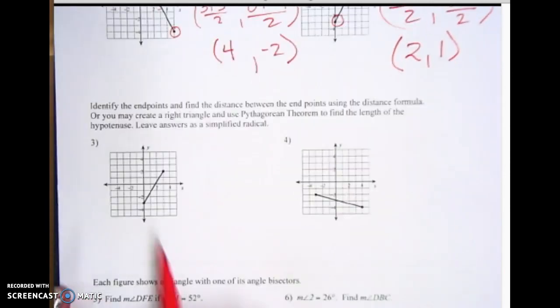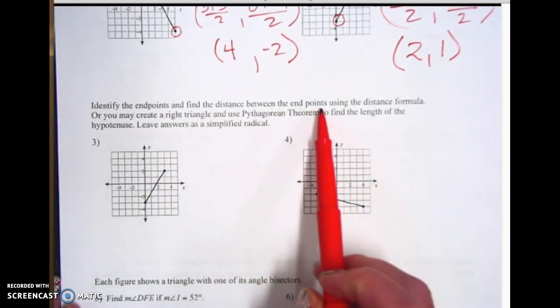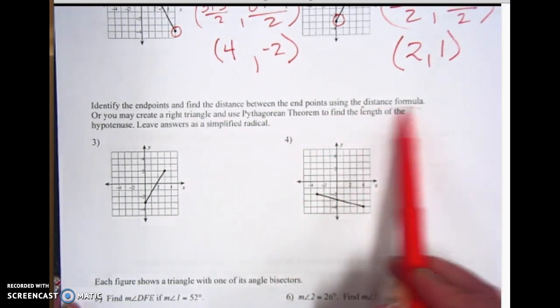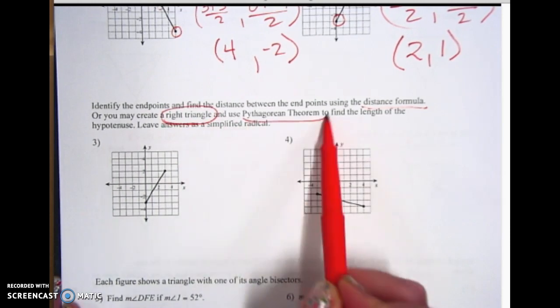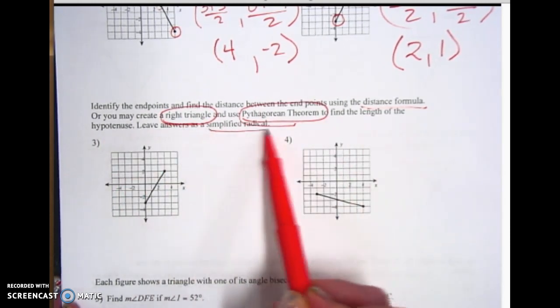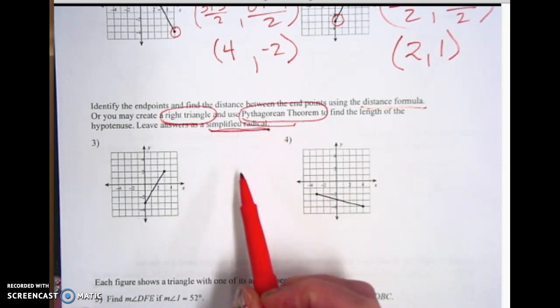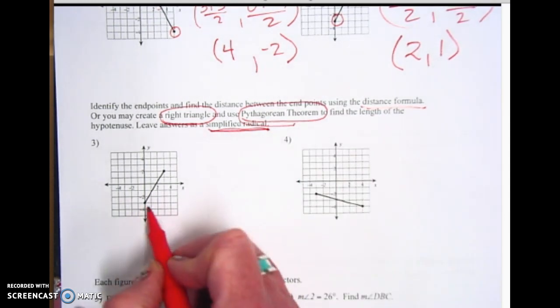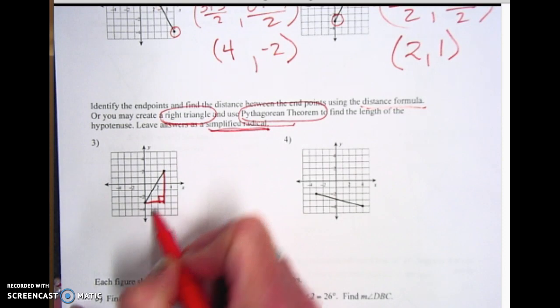Numbers 3 and 4, the directions say identify the endpoints and find the distance between the endpoints using the distance formula. Or you may create a right triangle and use the Pythagorean theorem to find the length of the hypotenuse. Leave your answers as a simplified radical. Okay? So I'm going to use the Pythagorean theorem by creating a right triangle. I just go straight out and straight down, creates a little box.